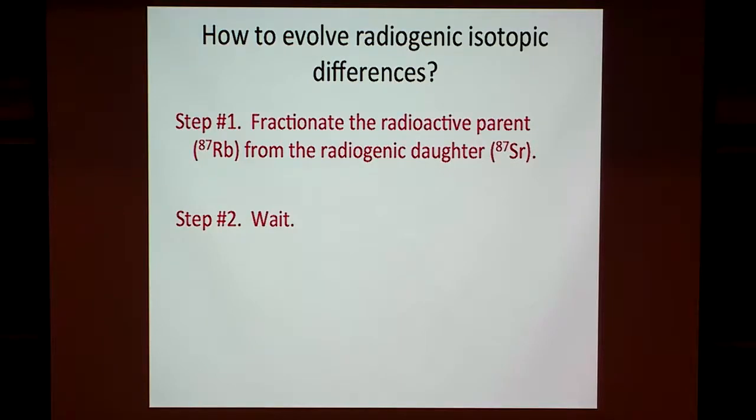Yeah, at the instant that melting happens, rubidium and strontium are different between the melt and the mantle residue, but isotopically, the melt and the residue are exactly the same on day one. Yeah, exactly. And then you wait. That's right. So you have to do this, and then you have to wait.